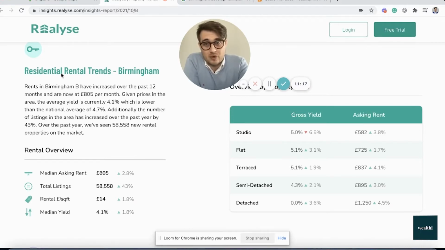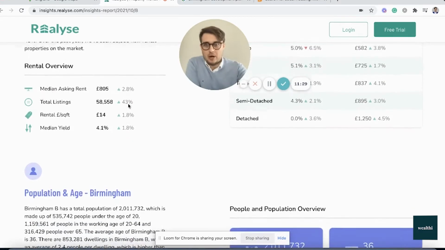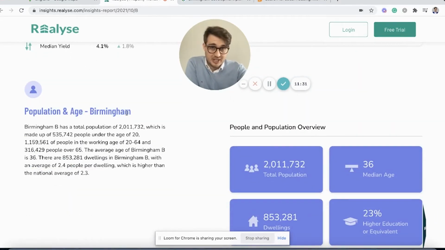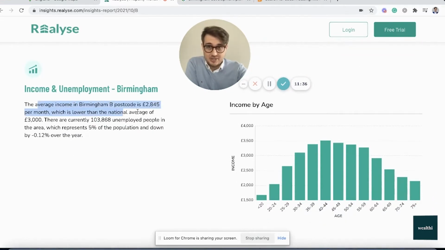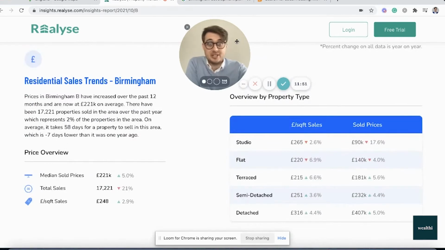So understanding the rental trends for the area. I have used Birmingham in this example, but understanding the trends in the area is a very, very important part of the process. Now, I'm sure there are also some points here around population and age. We also want to understand the employment for the area. So you can see here there's a short breakdown on what the average income is in Birmingham, and you've got the total number of employed workers at the moment, and breakdowns about how much that represents for the area as well. So that's a great way of doing it.